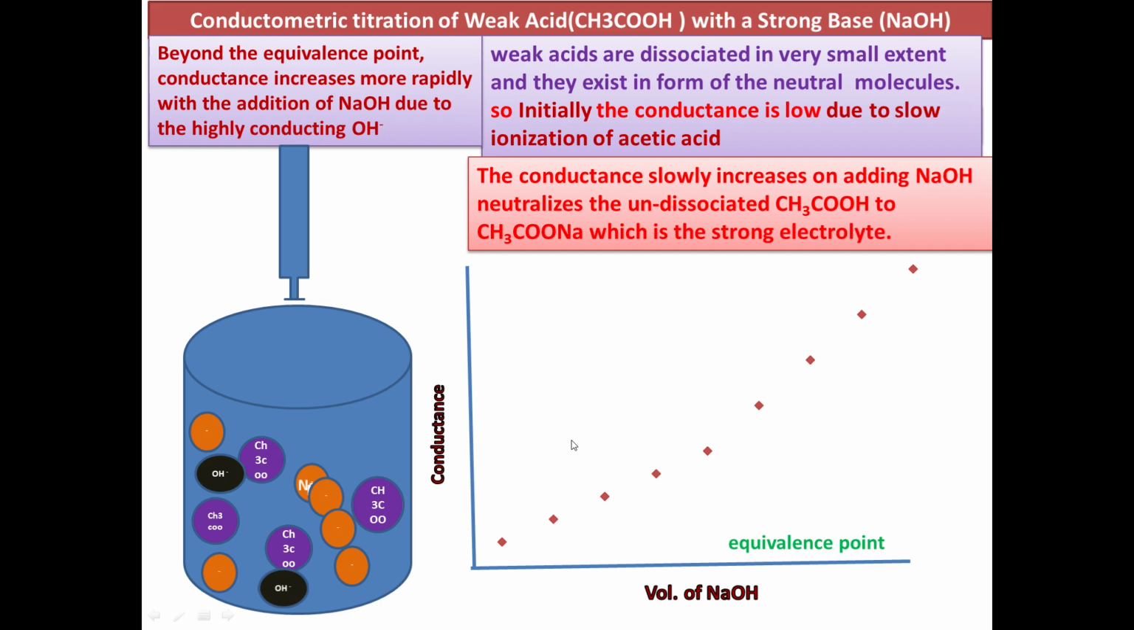Intersection of these two lines gives the equivalence point of the neutralization reaction. So the conductometric titration between weak acid and strong base gives a graph like this. Initially the conductance increases but only slowly. After the equivalence point, conductance increases rapidly.